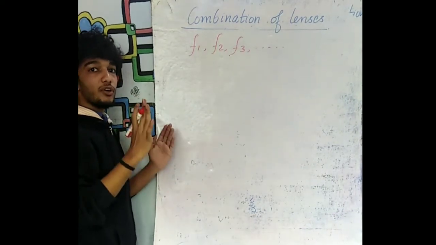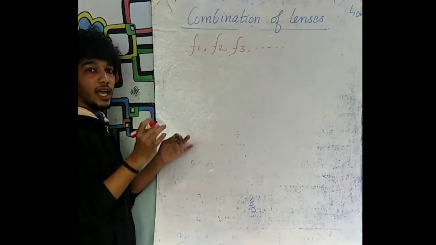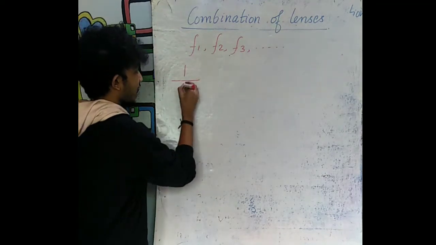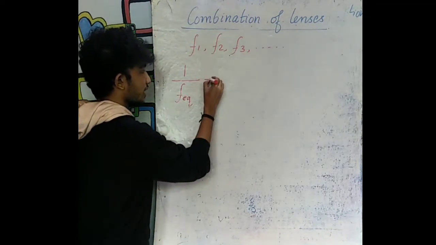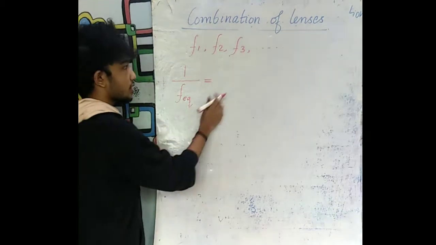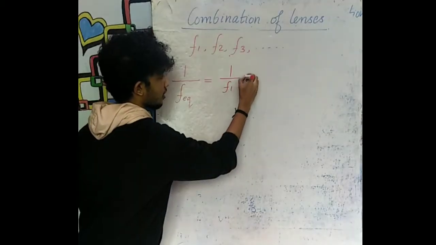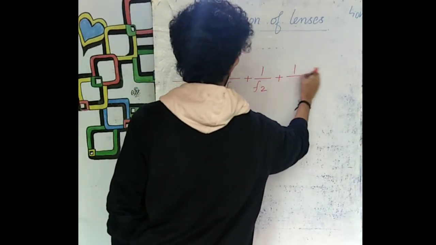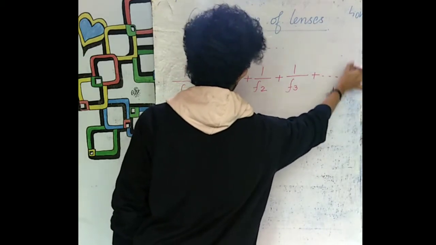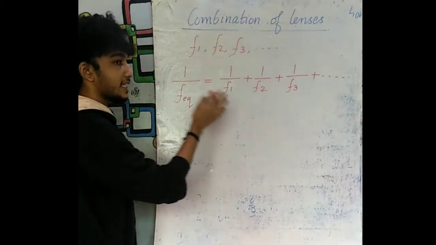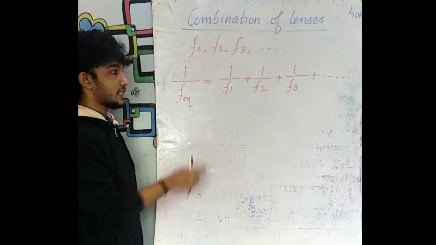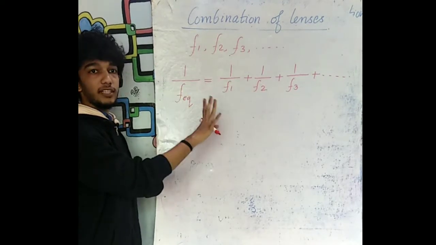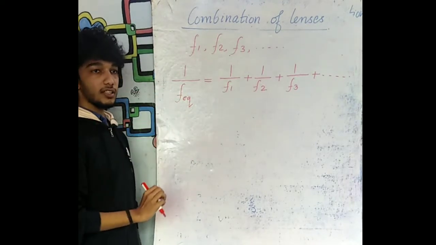Then the effective focal length of the combination, or equivalent focal length of the combination, is given by 1 by f equivalent, means the focal length of this combination, is equal to 1 by f1 plus 1 by f2 plus 1 by f3 plus etc. If n lenses are connected together in that combination, then till 1 by fn we will have. So this is the equivalent focal length, the effective focal length of the combination.